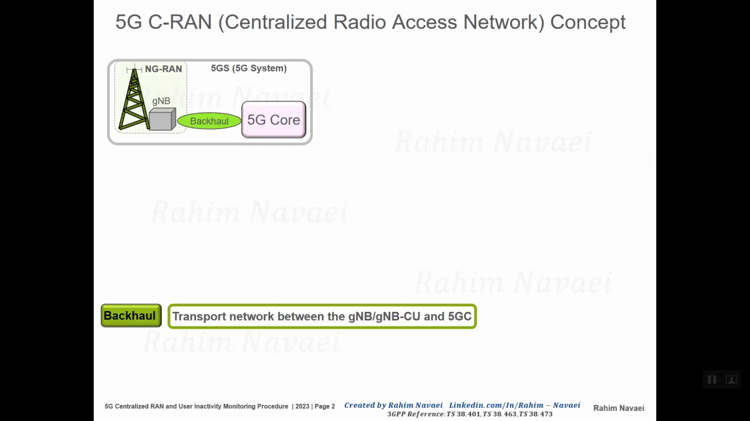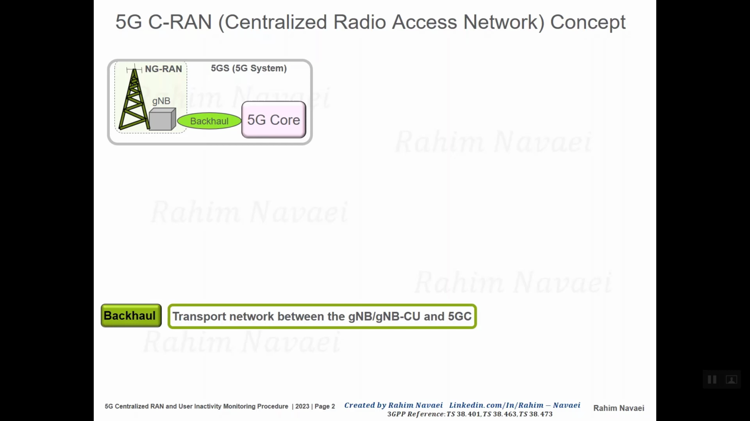Here, we've got the 5G base station gNB in the NG-RAN and the 5G core within the 5G system. To exchange the information, I mean the data user plane and the control plane, between the gNB and the 5G core, we need a transport network called Backhaul.